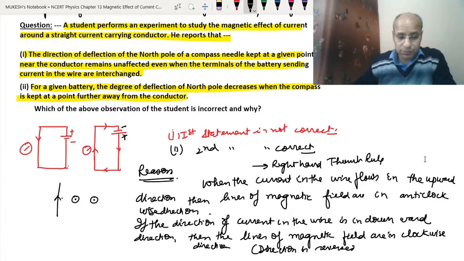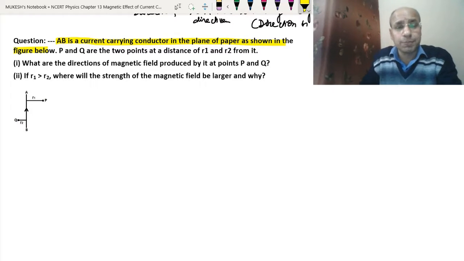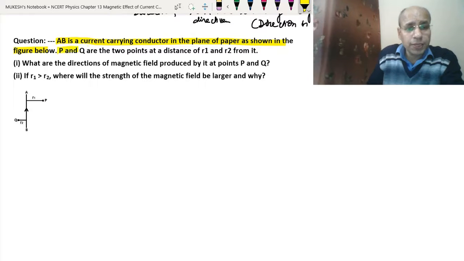Now the next question. In this question, AB is a current carrying conductor in the plane of the paper as shown in the figure below. This is the question from the exemplar. P and Q are the 2 points at a distance of R1 and R2 from it. So this is the distance R1, this is the distance R2. Now what are the directions of the magnetic field produced at the points P and Q? We have to find the direction at P and the direction at Q. And if R1 is more than R2, where will the magnetic field be larger?